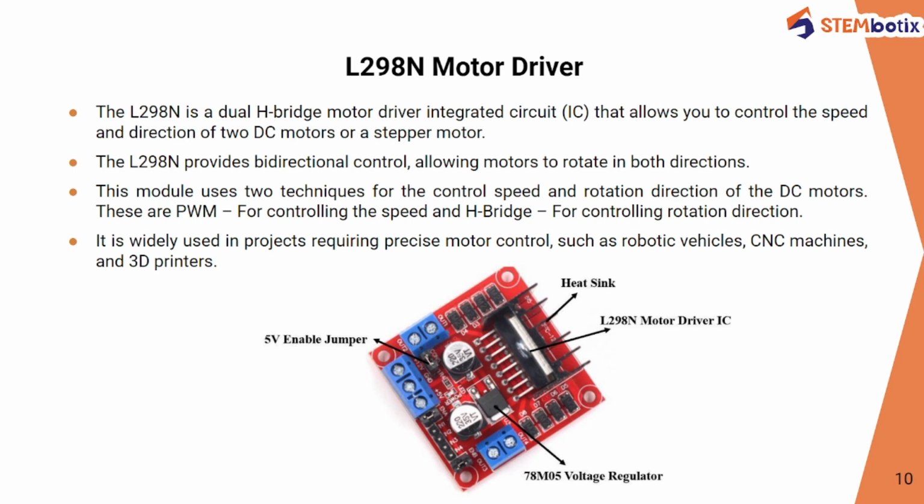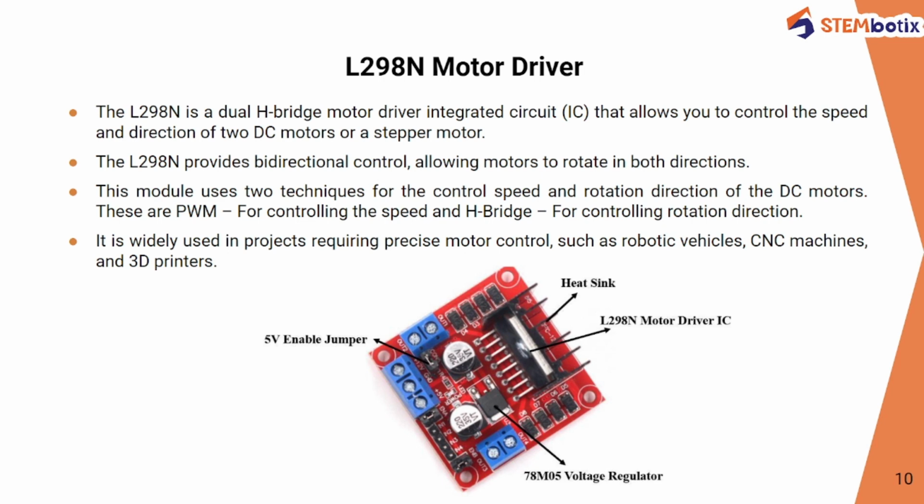The other technique is the H bridge, and this H bridge technique is used to control the rotation direction, means in which direction you want to rotate the motor. The spinning direction of a DC motor can be controlled by changing the polarity of its input voltage. By changing the polarity of input voltage, you can vary the direction of rotation. It is a widely used technique to accomplish this.